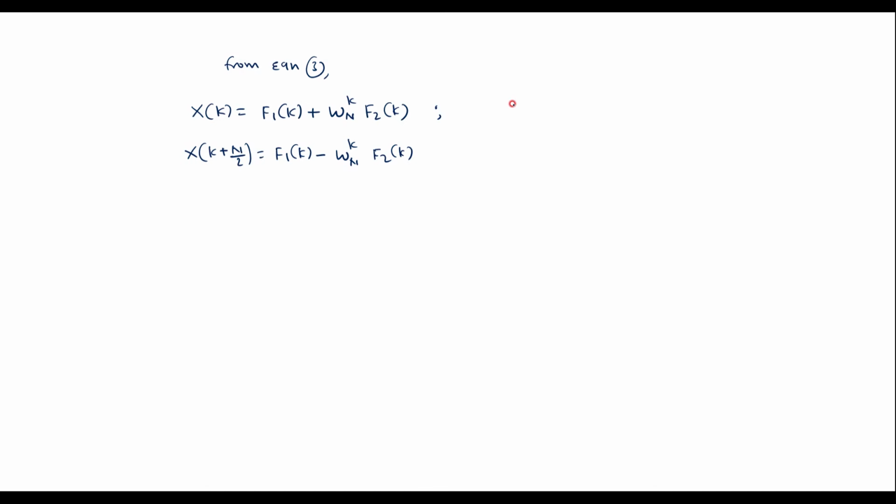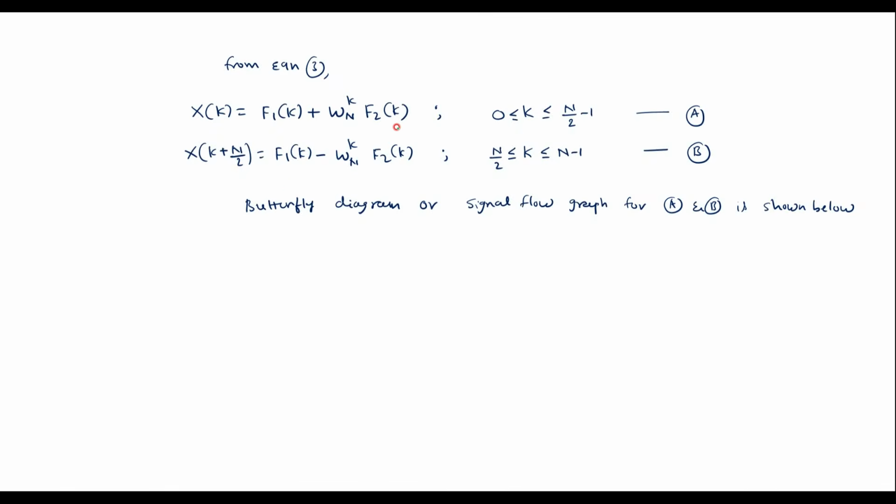In this case the range of k is 0 less than or equal to k less than or equal to N by 2 minus 1, whereas the range of k in this case is N by 2 less than or equal to k less than or equal to N minus 1, because both are N by 2 point DFTs. Now I will call this equation A and this equation B. So now I will try to represent equations A and B in terms of a signal flow graph, also known as a butterfly diagram.